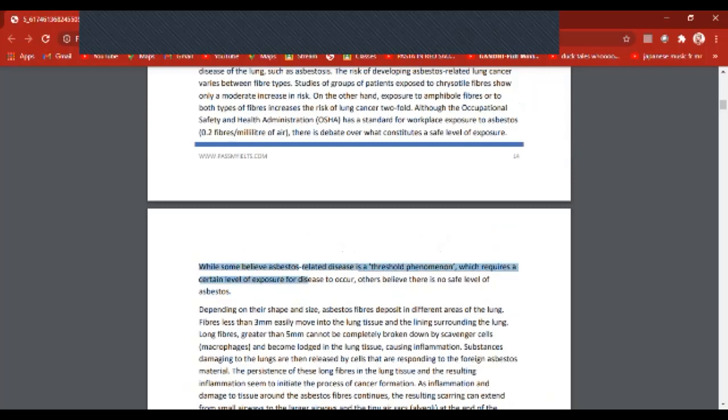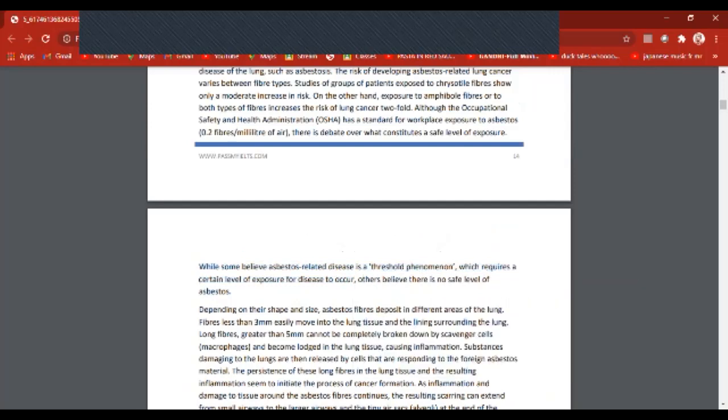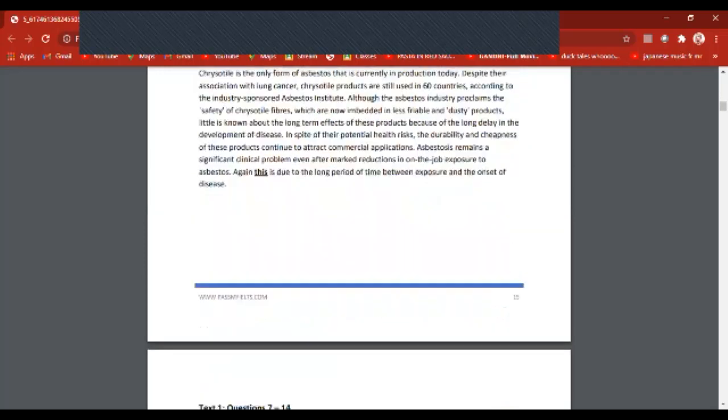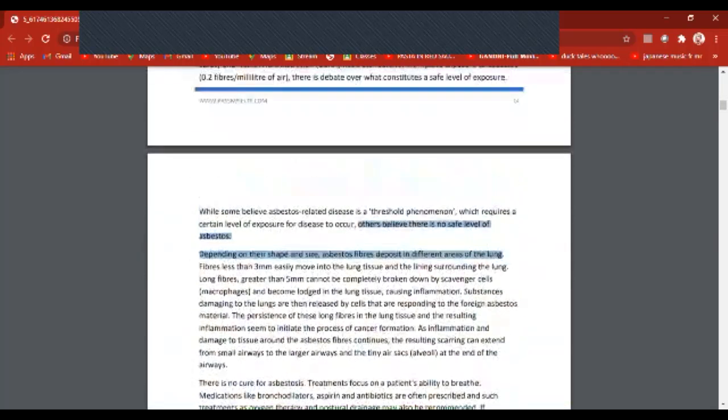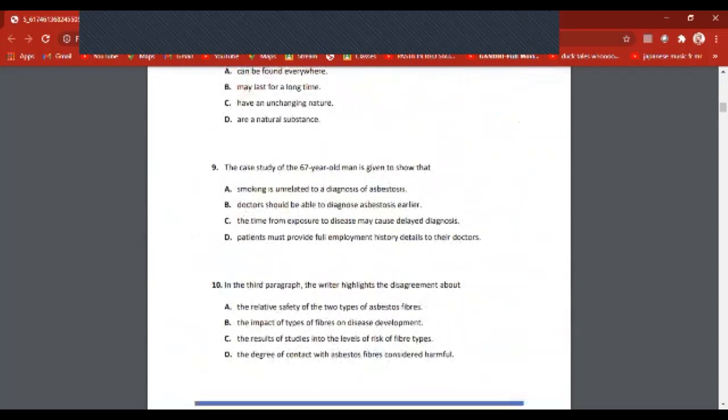So some people believe it requires a certain level of exposure. Others say there is no safe level. Means even if you have less amount, they say, even if it is less, still it is risky. Clear? Even if it is less amount, still it is risky. You got the idea, right? Which one is the answer?